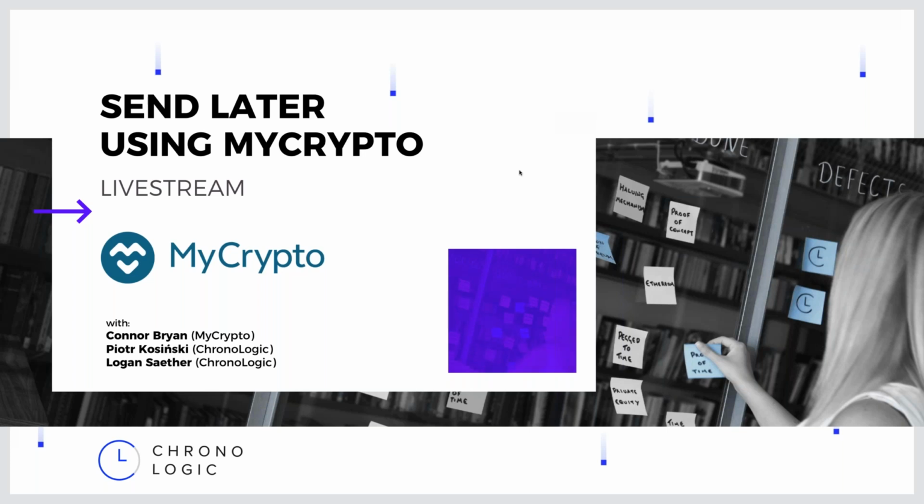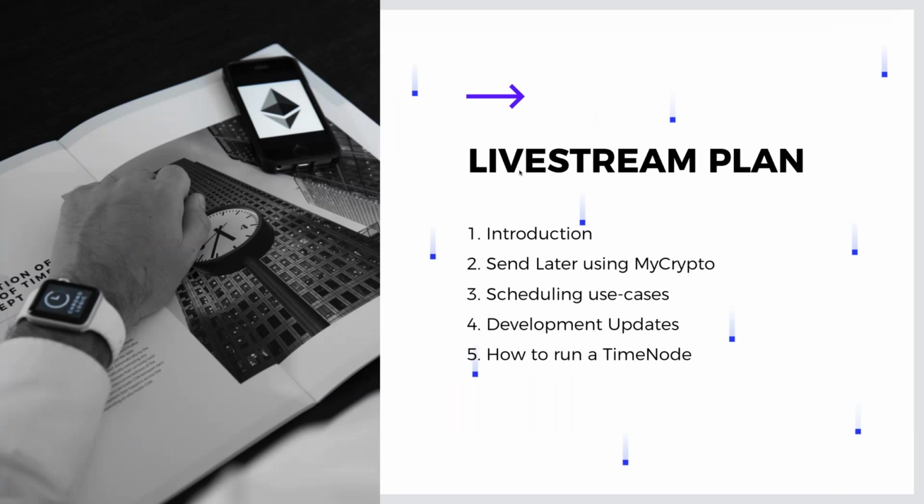So let's go forward, just a quick plan. We're going to introduce ourselves. We have Connor, he's going to introduce himself. We're going to take a look at MyCrypto. We're going to spend quite a lot of time on scheduling use cases. We get deep into how we want to use the Ethereum Alarm Clock. We want to show you the potential use cases, and we're absolutely excited about that. Then we're going to jump into some quick development updates. We're going to show you the demo. Joseph's going to show you how to use MyCrypto Wallet to schedule transactions. We're going to talk a little bit about the time nodes as well.